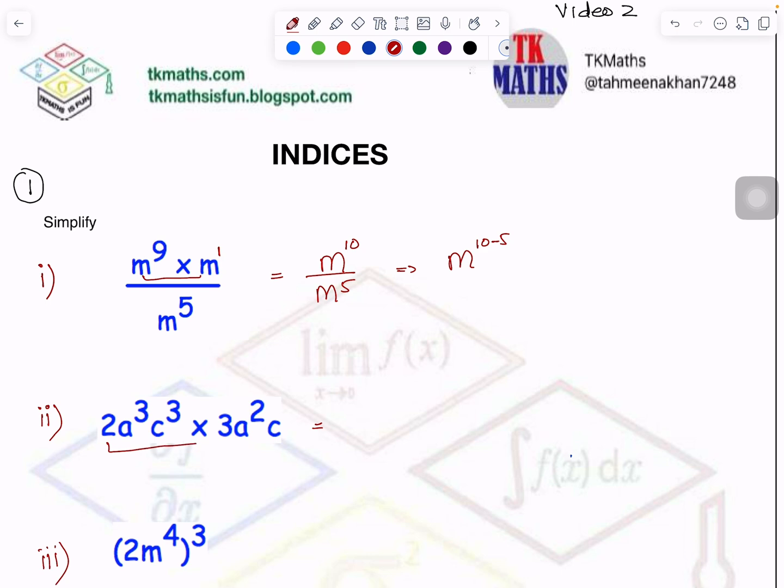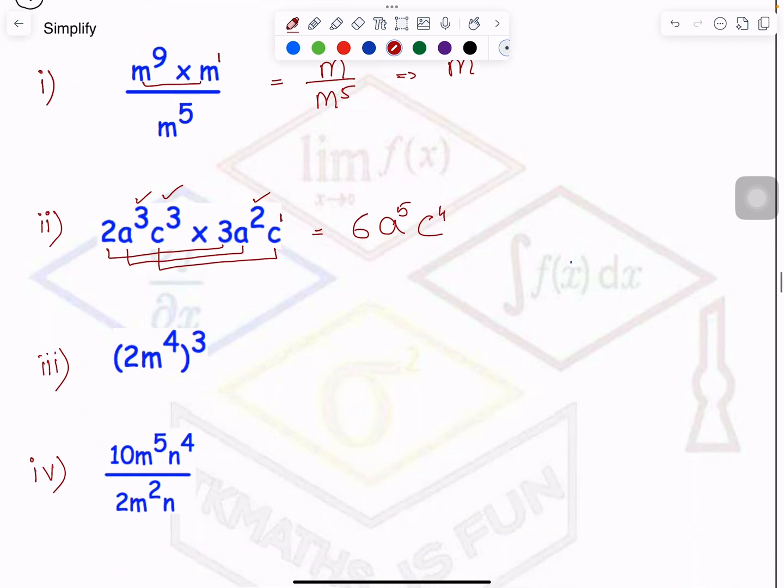Let's see in case number 2. Numbers will just multiply the way we do. 3 times 2 is 6. Then we will focus on A. Base is same, powers is different. Power is 3 and 2. So 3 plus 2 is 5. Then we will focus on C. C has power 3 here and no power means it is 1. So 3 plus 1 is 4.